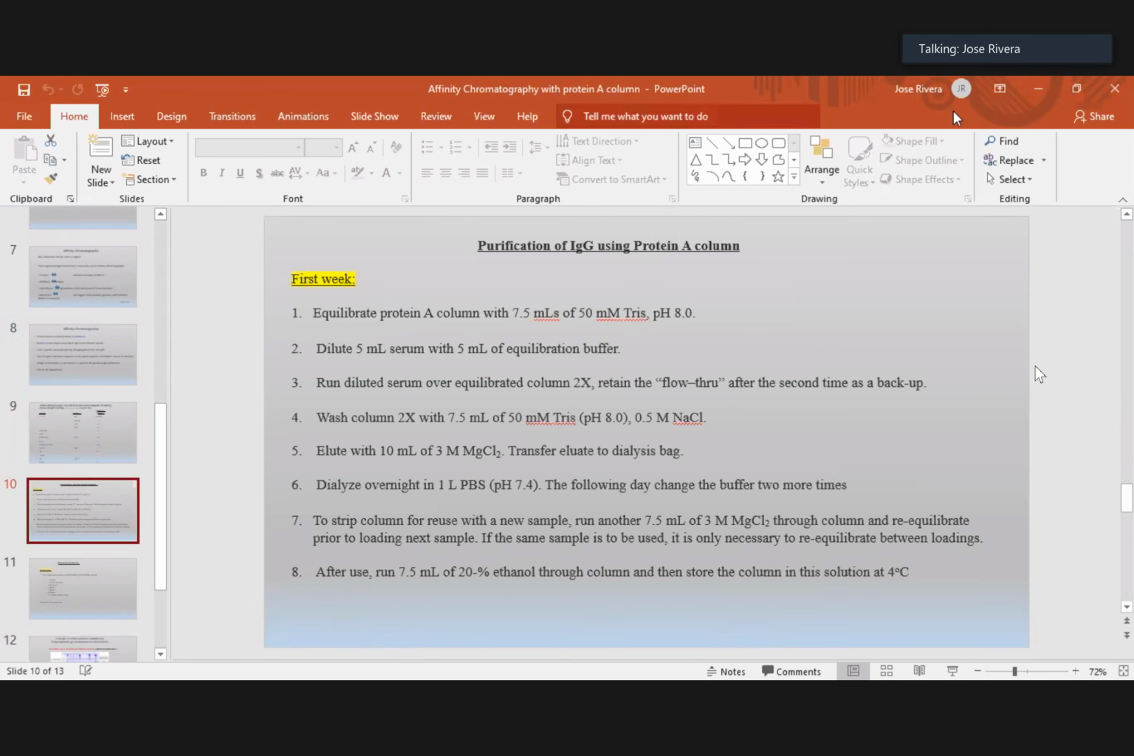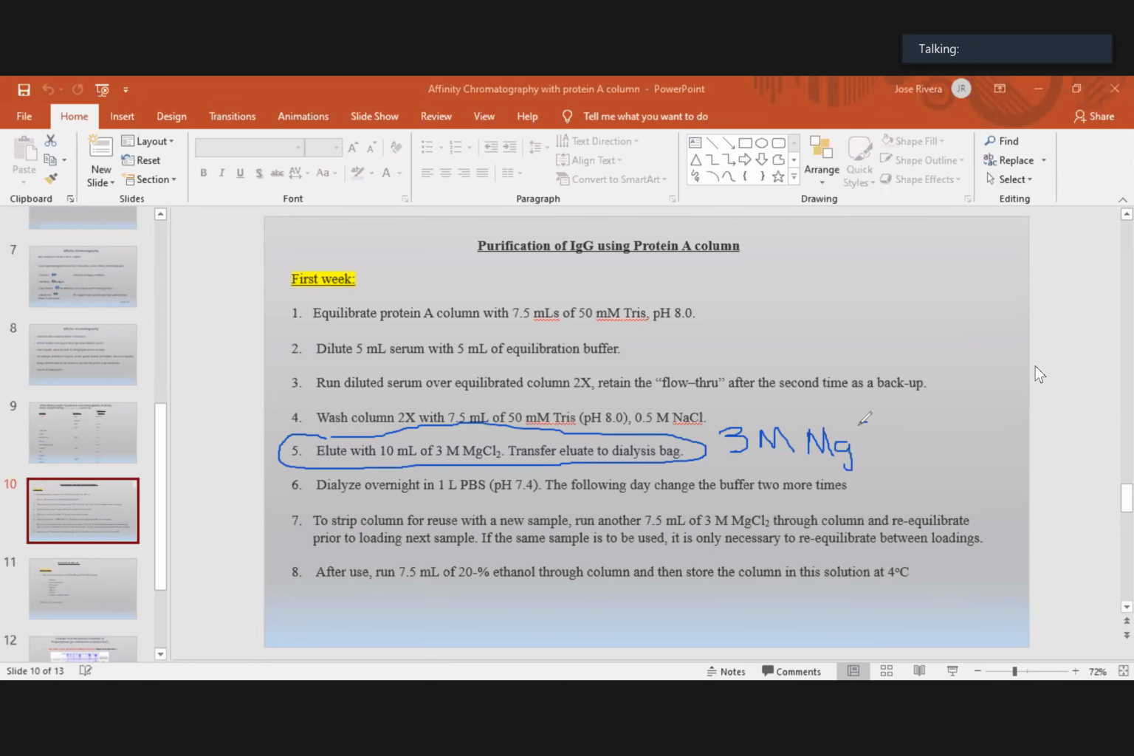But what I'm going to mention though is that this is how you do the experiment, and the salt that we use to elute your protein is 3 molar magnesium chloride. Okay, so you can think 3 molar is a very high concentration. So you go through all these steps, you can go over these. If we get to do this experiment, then we can go over these steps.